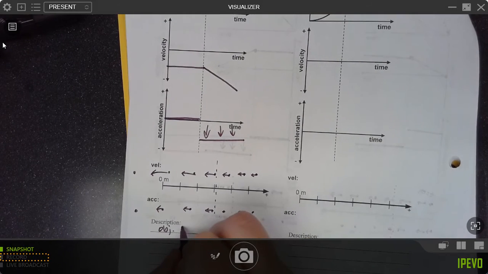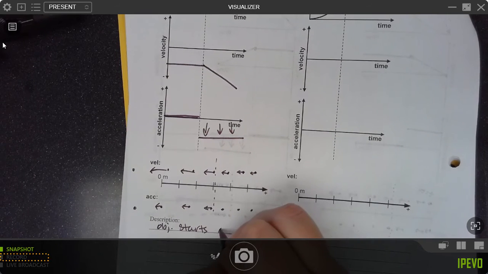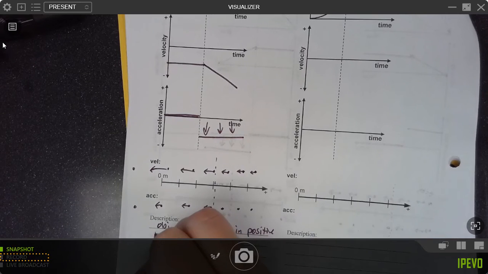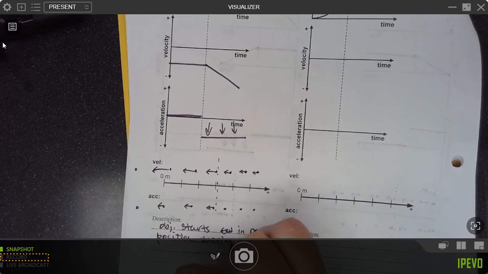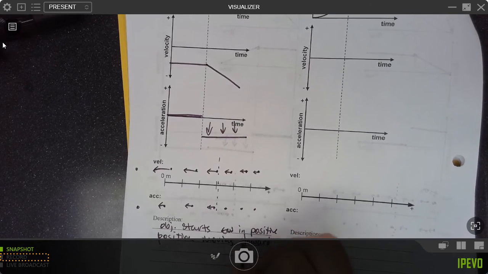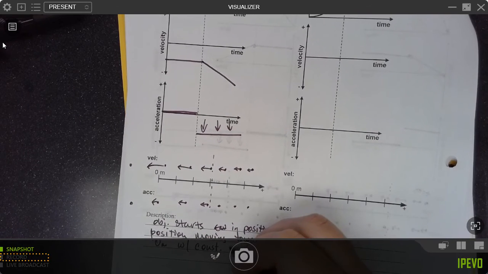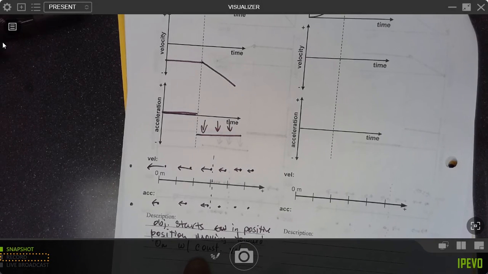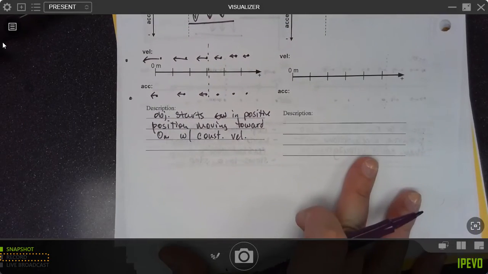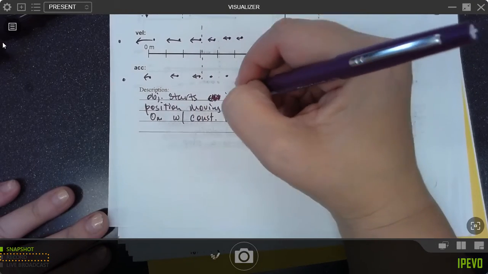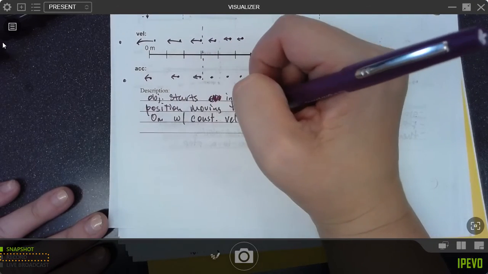So object starts, I'm going to say in a positive position, moving toward 0 meters with a constant velocity. Does it make it harder for you guys if I abbreviate things? Is that okay? Oh, sorry, that's hard to see. Object starts in a positive position, moving towards 0 meters with constant velocity.